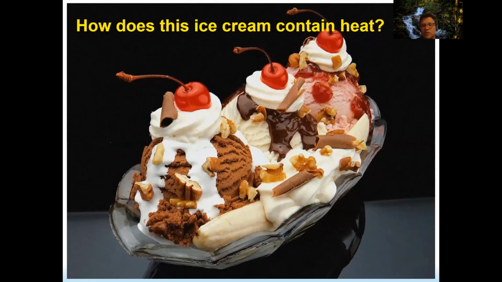So how does this ice cream contain heat? Well, there's two different ways. First off, there are lots of different compounds in this dessert that contain chemical potential energy, which can be converted to heat. We'll learn more about that. Also, even though we think of this as being cold, cold is a relative term. If we put this banana split into a freezer where the temperature of the surrounding air was cooler than the ice cream, heat would still be there and would be flowing out of the ice cream into the surrounding air, and the ice cream would get even colder.